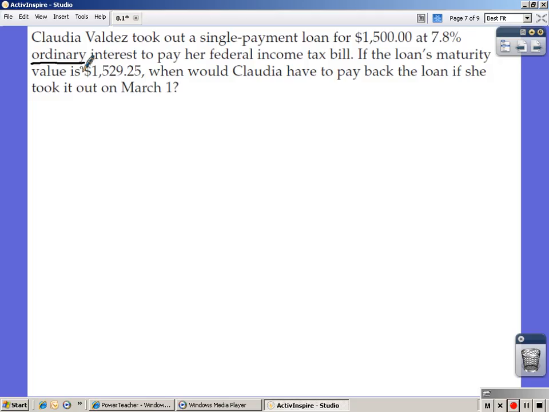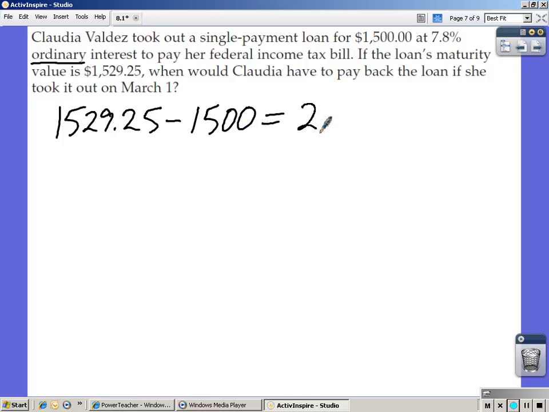So, $1,529.25 minus the loan amount of $1,500 gives us $29.25 in interest. Okay? Now, since we already know that my formula to find ordinary interest is principal times rate times time, we can just solve for the time.